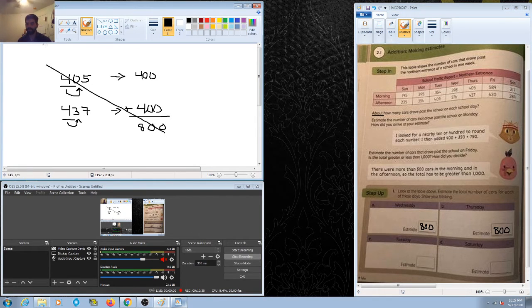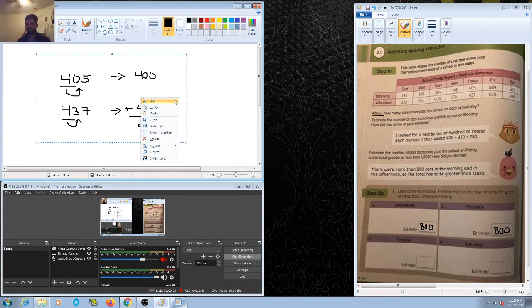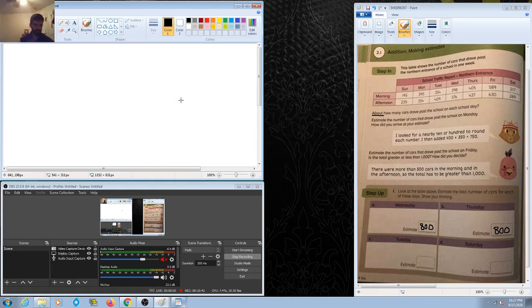Let's go ahead and look at the next one. So these next ones for Tuesday and Saturday, I'm going to round to the nearest tenth. So for Tuesday we have 354, and we have 409.